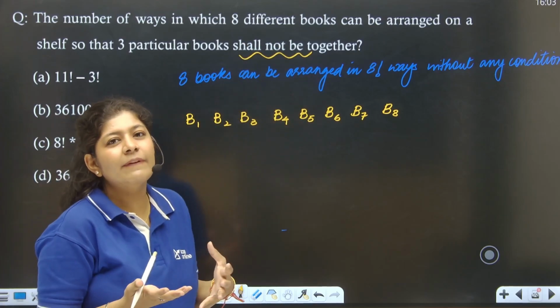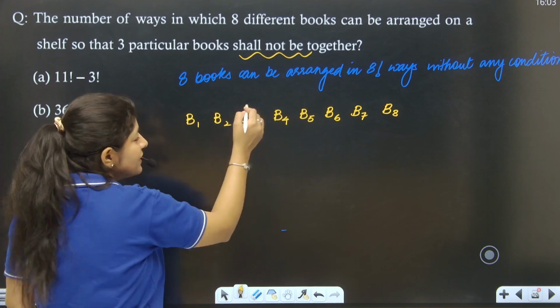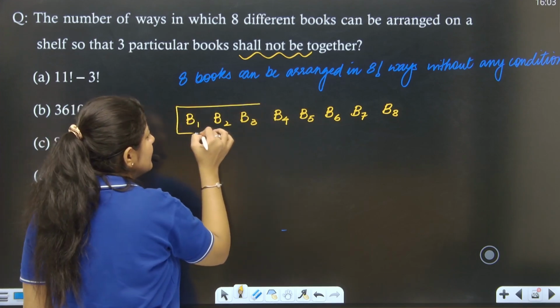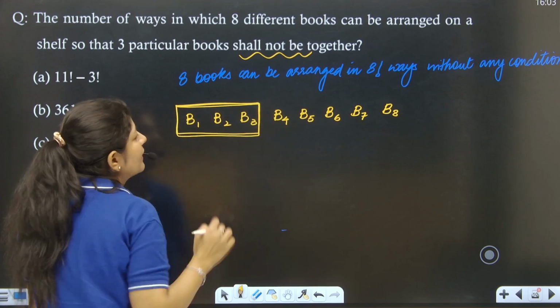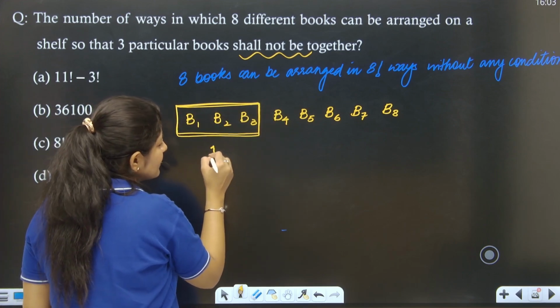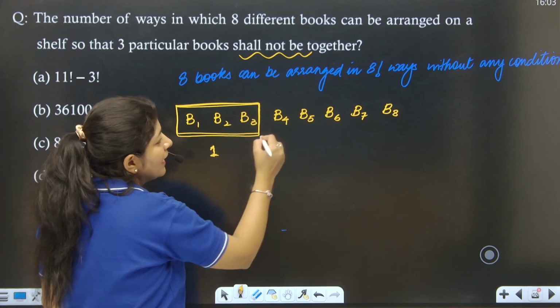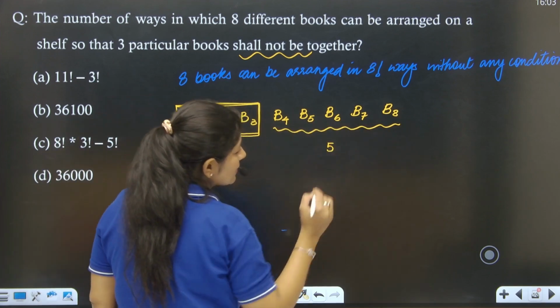So we simply find out in how many ways we can put them together. I'm assuming that I need to put these 3 books together, so I'm treating them as entity 1. And how many books are we left with? We are left with 5 books, right?